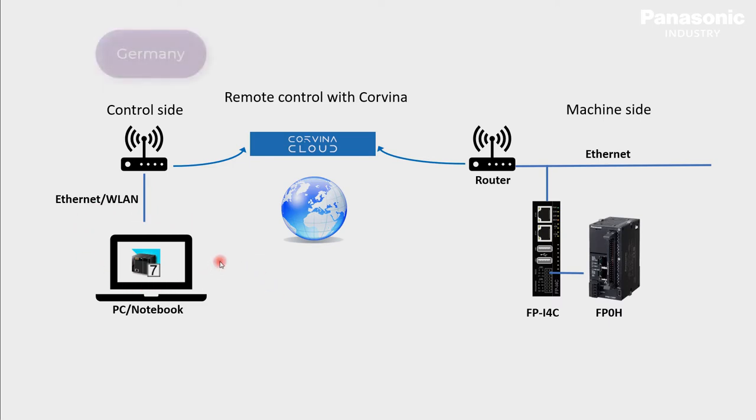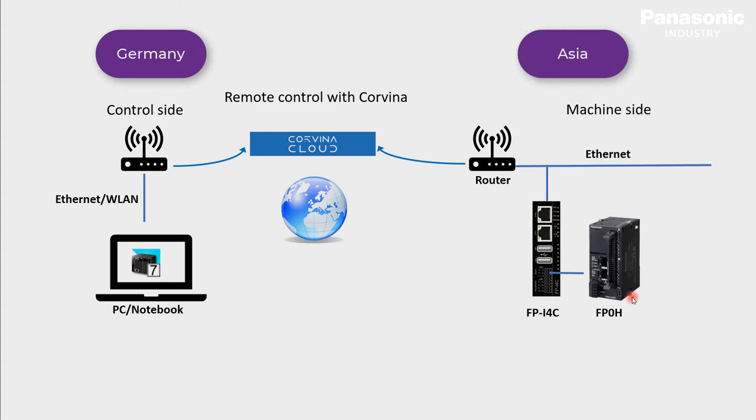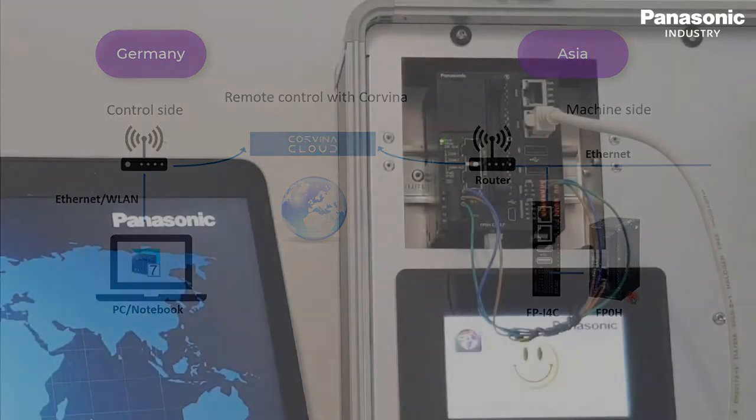A maintenance technician located in Germany wants to do predictive maintenance for his machine. The machine is controlled by an FP0H PLC, however, the machine is located somewhere in Asia. The technician's request is to remote control the machine with FPWin Pro 7 programming software to avoid traveling costs to Asia. In the next steps, we will show how to set up such an application.